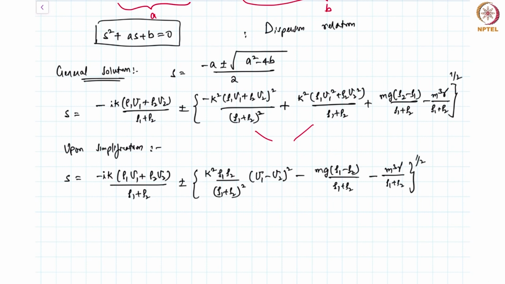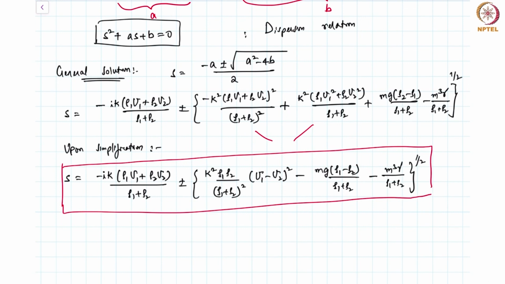This is my final result that I have. So whether the flow is going to be unstable or stable is going to be dependent on the magnitude of the term in the bracket. So if the magnitude of the term is positive, then the real part of S will be positive, and you can have an instability, right?